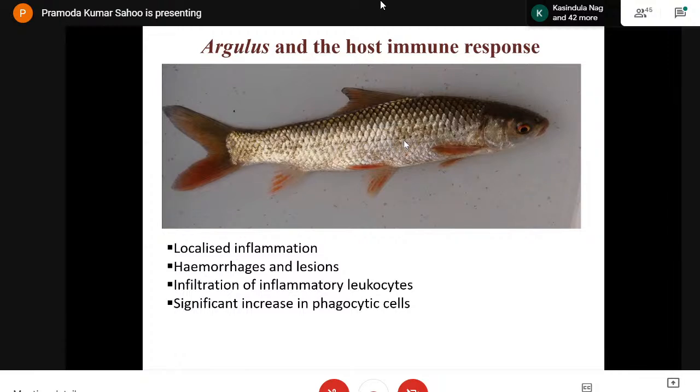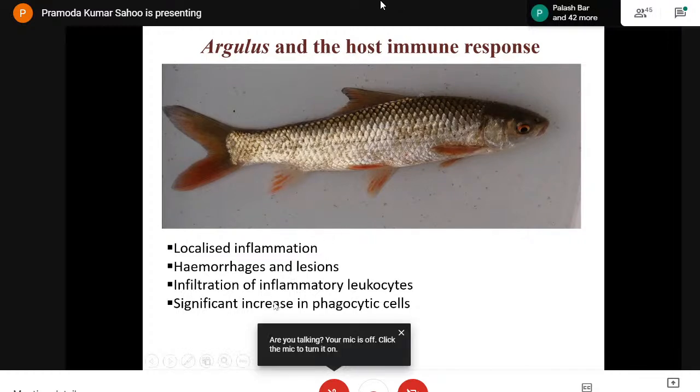Again, within the species, there is a lot of variation. If I had slides, I could show how rohu is much more preferred species for this particular parasite, followed by catla and other minor carps. Then comes your grass carp, which seems to be much more resistant within the carp species to this particular infection.